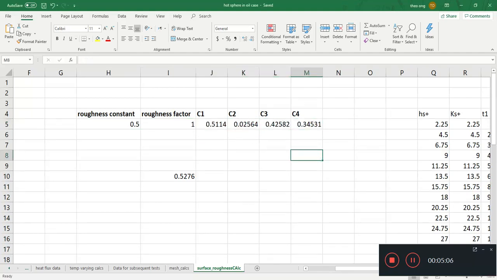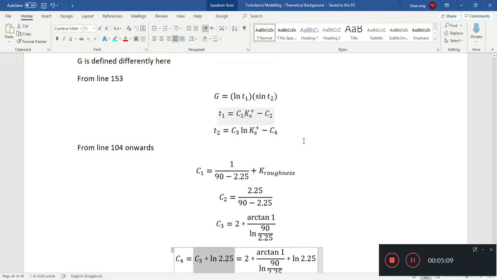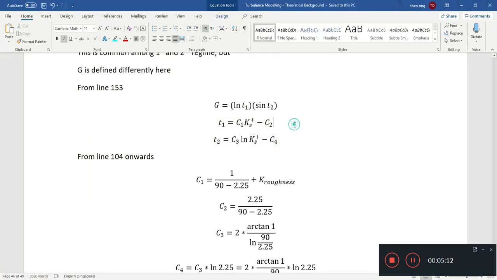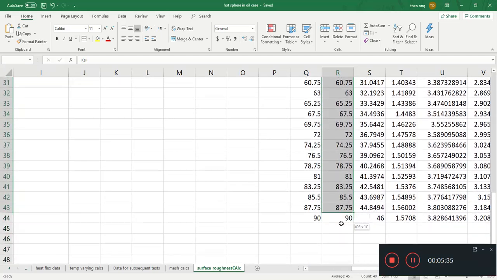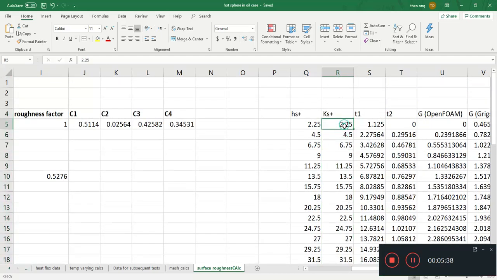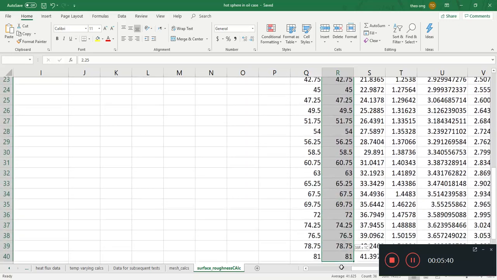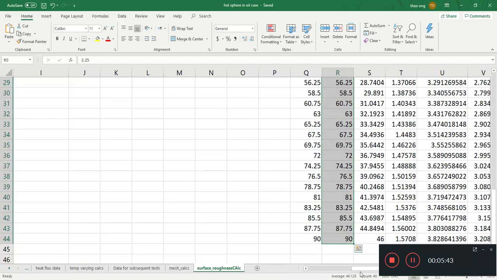Now we can start trying to put together T1 and T2, so we can put together this G function. T1 equals C1 times Ks plus, minus C2. T2 is C3 times ln of Ks plus, minus C4. Again, we'll need to do some Excel work. I started with this column, Ks plus, from the value of 2.25 all the way up to the value of 90. That's the range we are interested in.